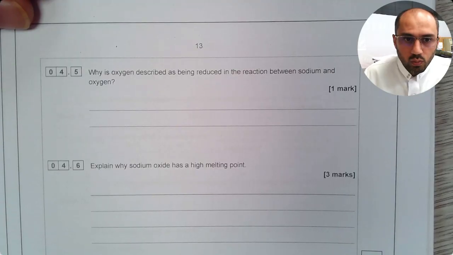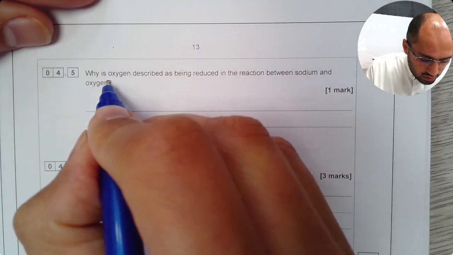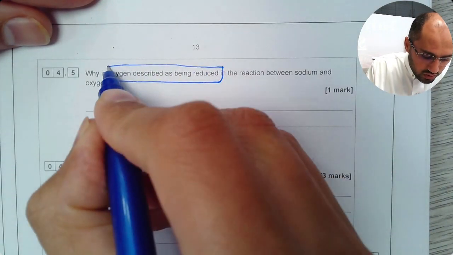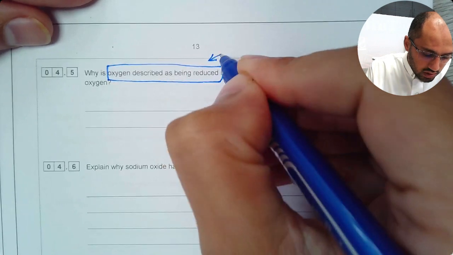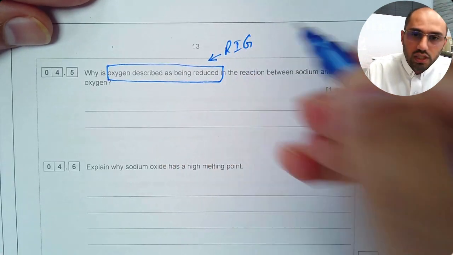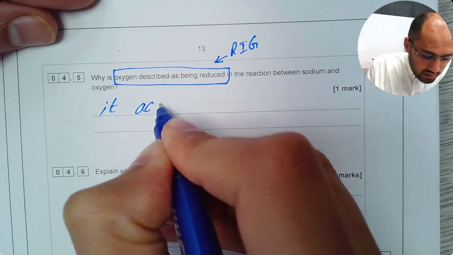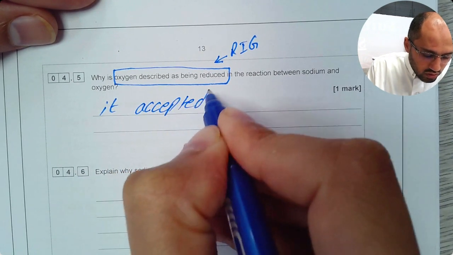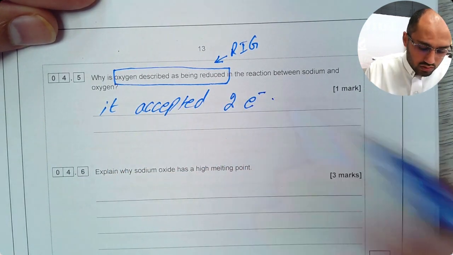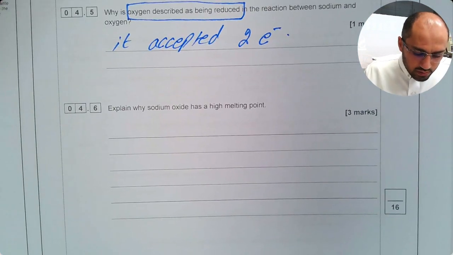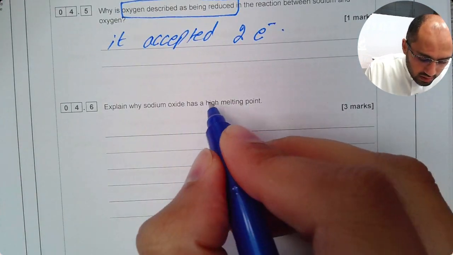Next part says, why is oxygen described as being reduced? So reduction is gain, as in OIL RIG. So we can say because it accepted 2 electrons.